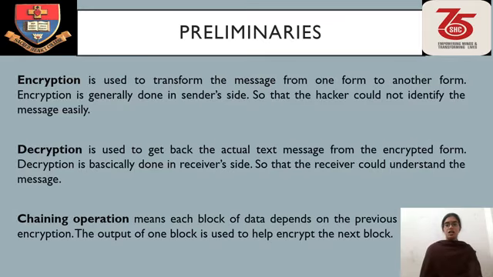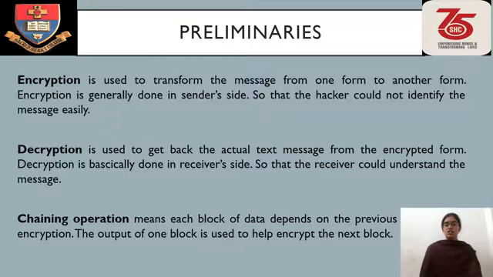Encryption is used to transform the message from one form to another form. Encryption is generally done on the sender side so that the hacker could not identify the message easily. Decryption. Decryption is used to get back the actual text message from the encrypted form. Decryption is basically done on the receiver side so that the receiver could understand the message easily.